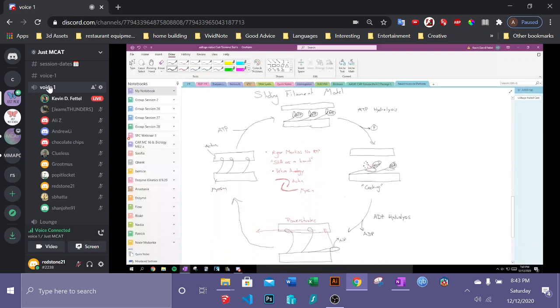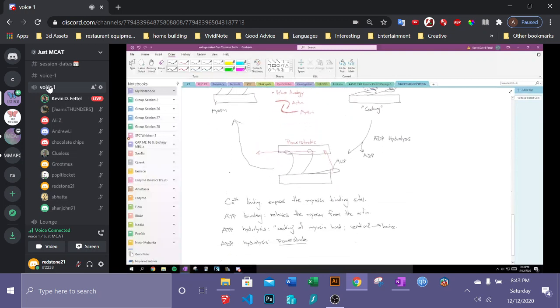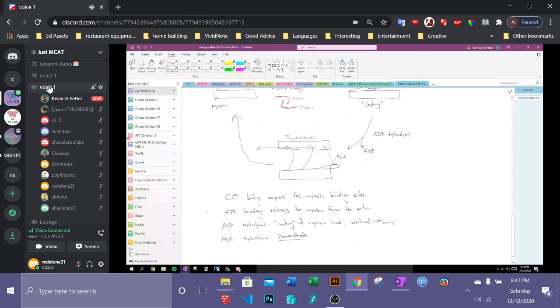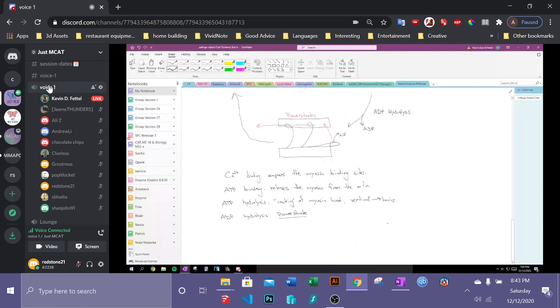I've also seen questions that straight up ask you how aspects of the sliding filament model work, one of these four points that we've made: calcium binding, ATP binding, ATP hydrolysis, and ADP hydrolysis. So make sure that you review this. It's not super high yield. I'd probably put it down to medium yield, but it is worth your time.